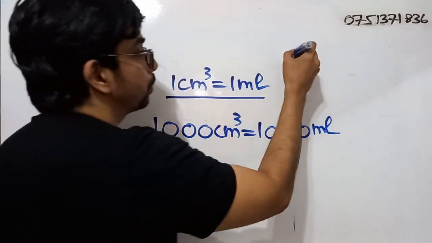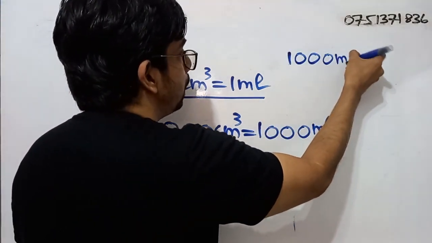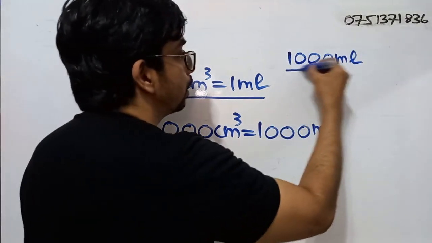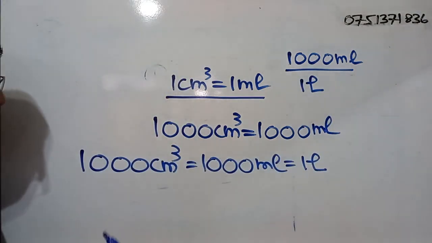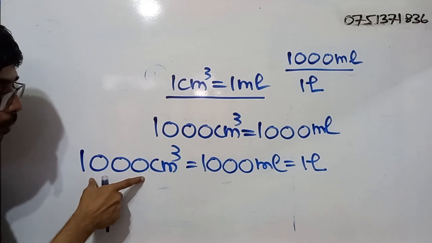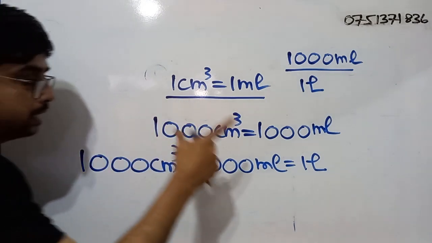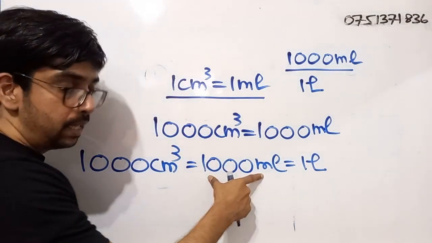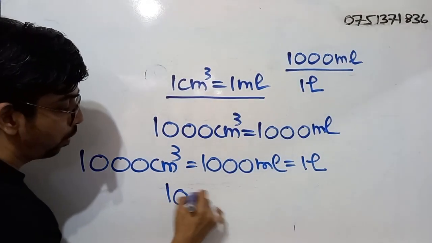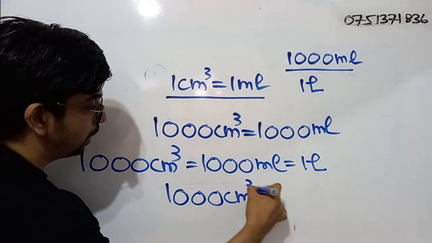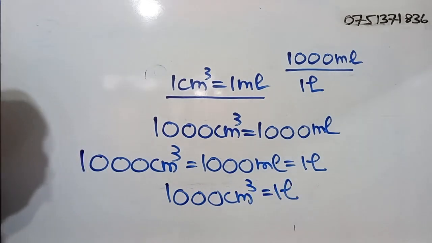We know 1000 milliliters, that means what? That means 1 liter. So we can say 1000 cubic centimeters is equal to 1000 milliliters, and it will be equal to what? 1 liter. So we can say 1000 cubic centimeters is equal to 1 liter.